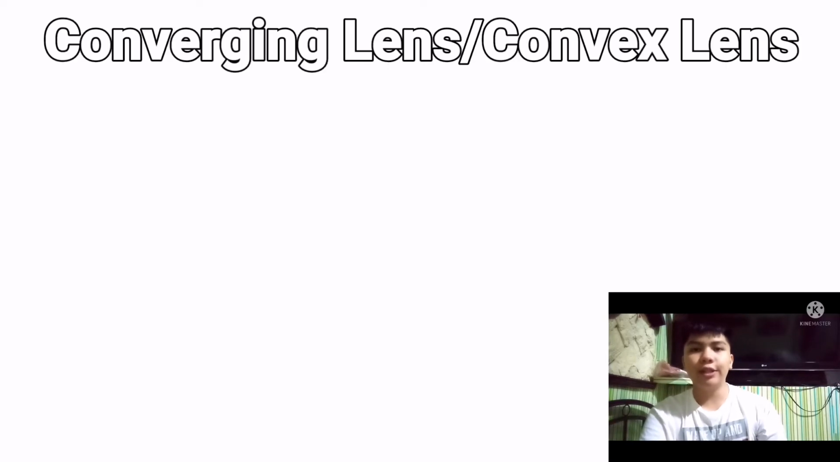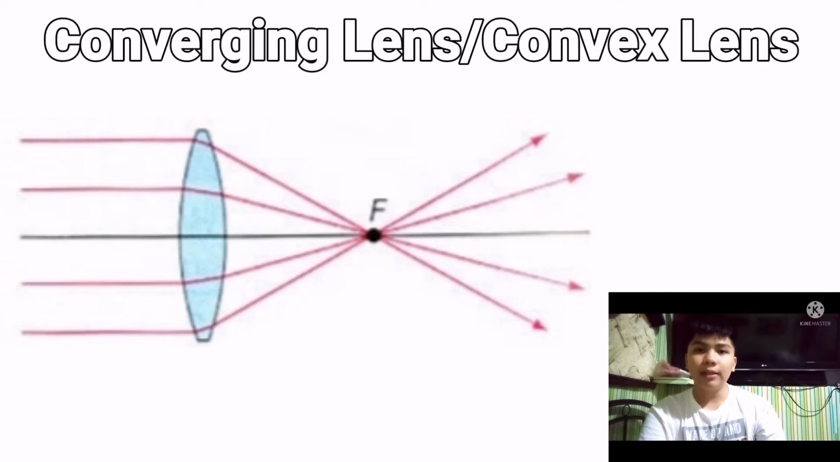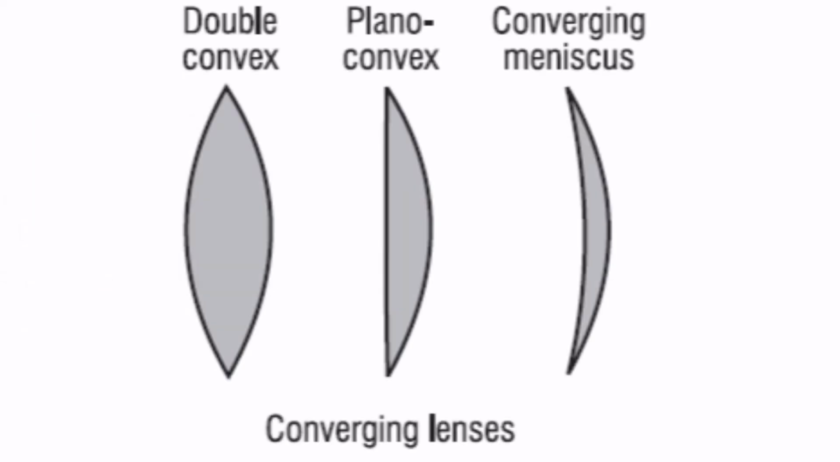So now, what are the different types of lenses? The first type of lens is a converging lens, also known as a convex lens. It is a type of lens that converges light that is traveling parallel to its principal axis, that will eventually meet at one point. Converging lenses can be divided into three: double convex, plano-convex, and converging meniscus.